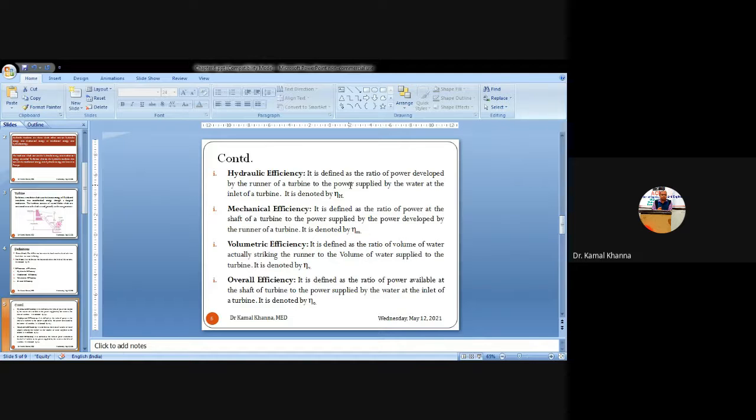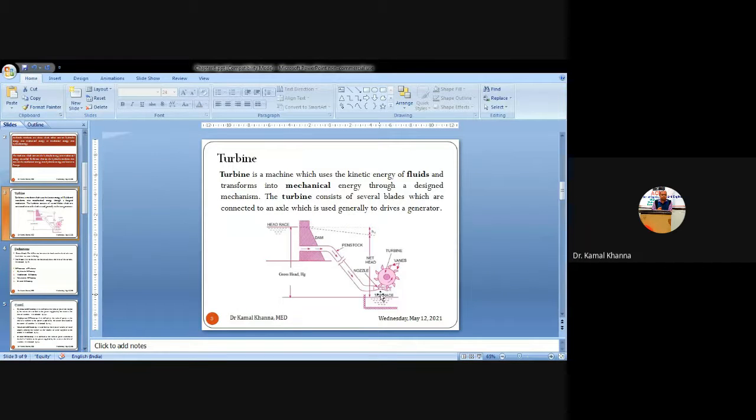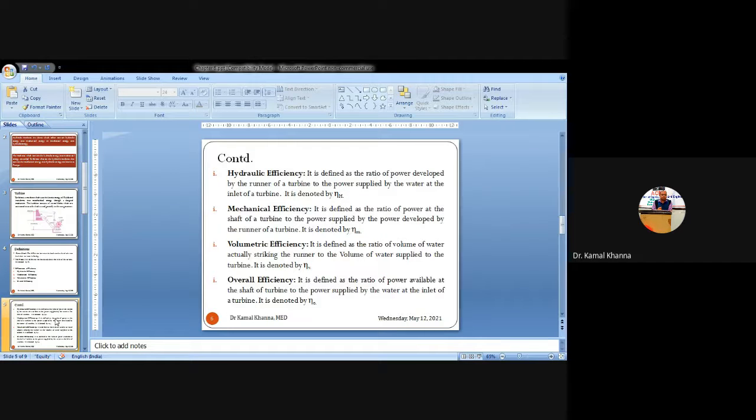Next is the volumetric efficiency. That is the volume of water actually striking the runner to the volume of water supplied to the turbine. Let us say we are supplying 2000 liters of water from the penstock, and the actual water that is striking the vanes of the turbine is always less than the amount being supplied from the penstock. So that is the volume of water that is actually striking the vanes to the volume of water that is actually available at the inlet of the turbine. That is called the volumetric efficiency.